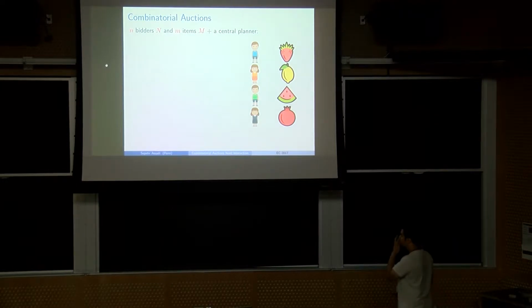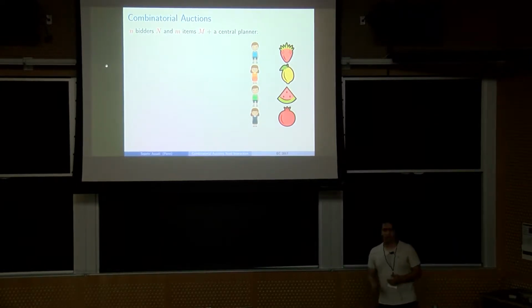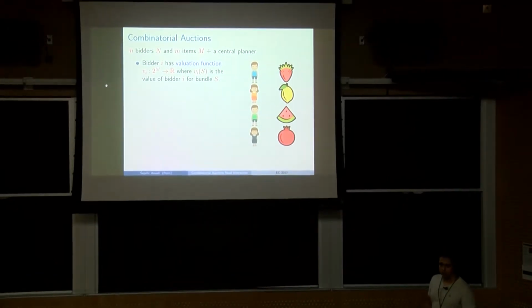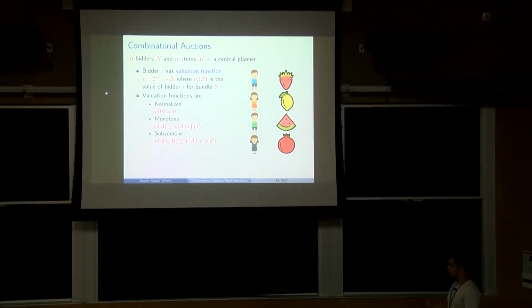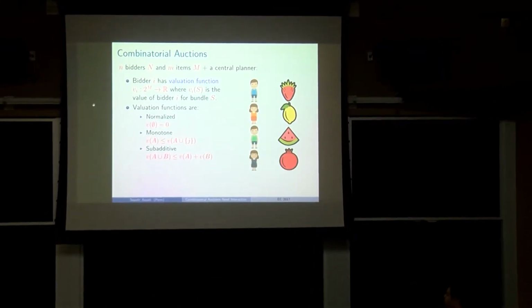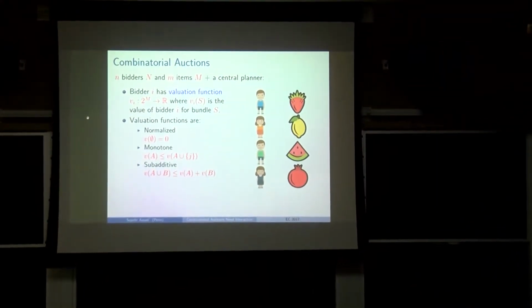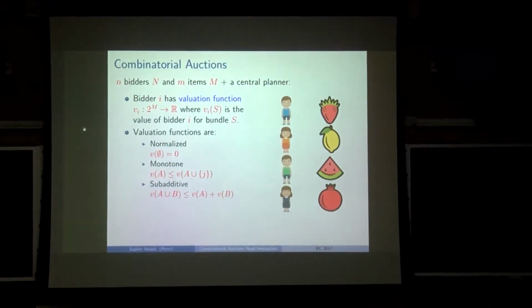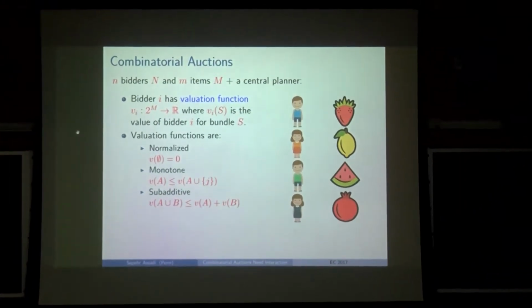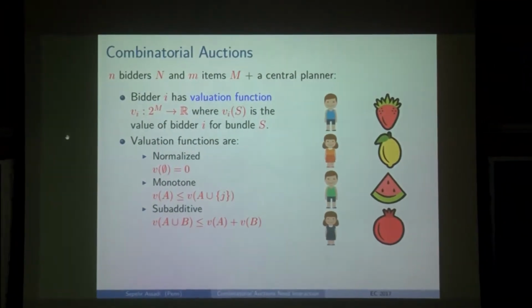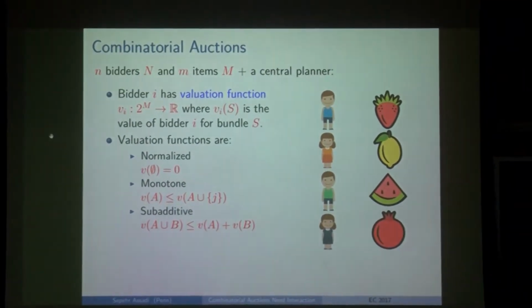So the setting formally is as follows. We have n bidders and m items, and each bidder has some valuation over subsets of items. The valuation function is going to be normalized and monotone, but more importantly, I'm going to assume it is subadditive. Subadditive valuations contain lots of interesting cases like submodular functions, etc. But the main reason I do this is that if I don't make this assumption, the problem is going to be intractable.